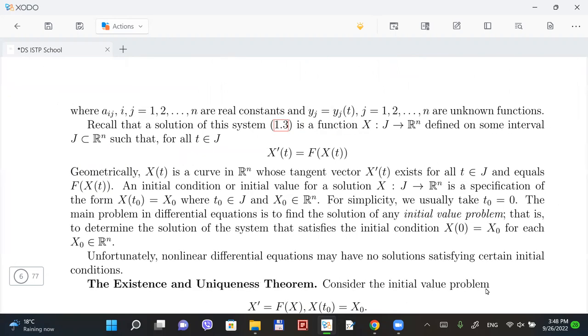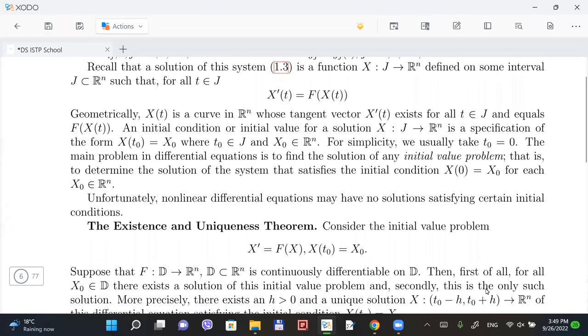So, the solution here, the initial problem. So what is the initial problem? If in an application you know the solution at some point of time, of course, we frequently use time zero, using that initial condition you want to solve the differential equation or to see how your model will behave as time passes, starting from the initial point.